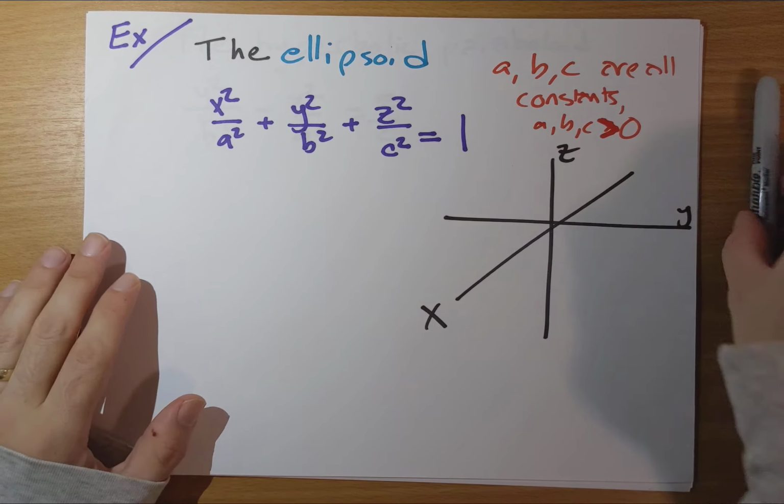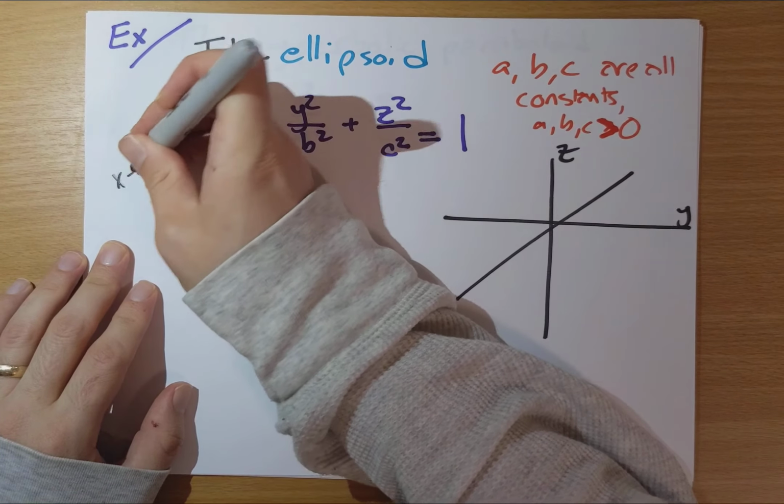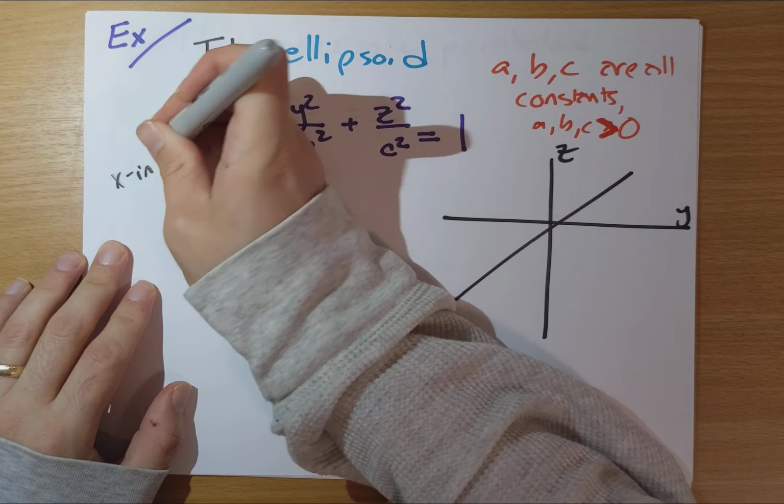So crossing the x-axis, let's do the x-intercept. That would be setting y and z equal to 0. And we'd have just x squared over a squared is equal to 1, x squared is equal to a squared, x is equal to plus or minus a. And so the intercepts here are at this point (a, 0, 0) and this point back here, (negative a, 0, 0).